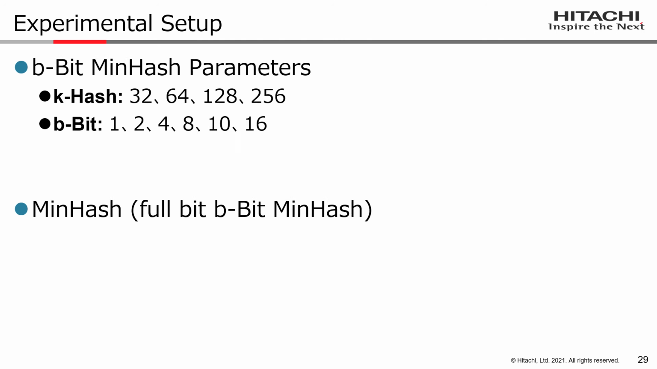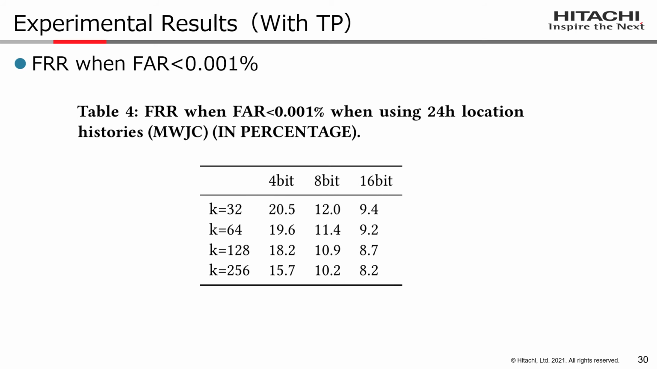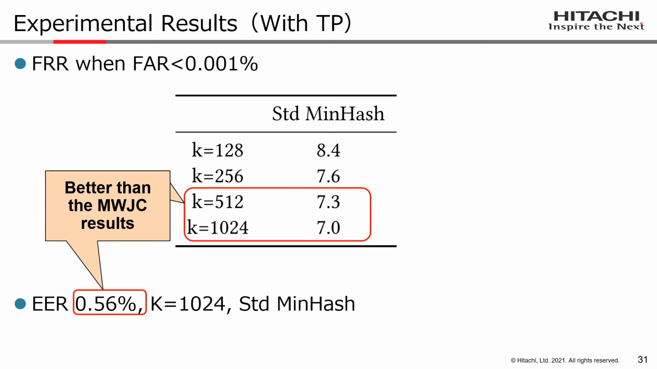Evaluation with template protection. For the b-bit MinHash parameters, the number of hash functions k and the length of bit b, we used these parameters. We also evaluated standard MinHash cases. This table shows FRR values when FAR is lower than 0.001%. We can achieve an FRR of 8.2% with the degradation of 1.7% from MWJC when we use 256 hash functions and 16 bits of the hash value. In addition to that, we performed an additional experiment using standard MinHash and got better results. When we use 512 and 1024 hash functions, the FRR is better than the original MWJC. Standard MinHash can be considered as full-bit b-bit MinHash.